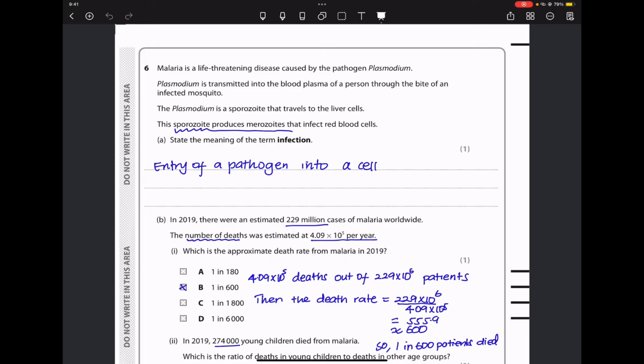Question 6. Malaria is a life-threatening disease caused by the pathogen Plasmodium. Plasmodium is transmitted into the blood of a person through the bite of an infected mosquito. The Plasmodium is a sporozoite that travels to the liver cells. The sporozoite produces merozoites that infect red blood cells. State the meaning of the term infection. Infection is entry of a pathogen into a cell.